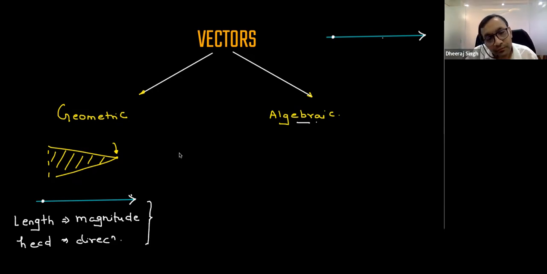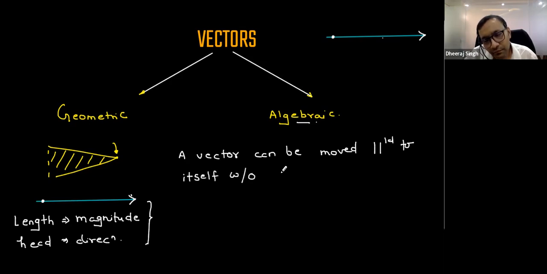So write down, a vector can be moved parallel to itself without affecting its value. Okay. It doesn't get affected. It remains the same. Got it?